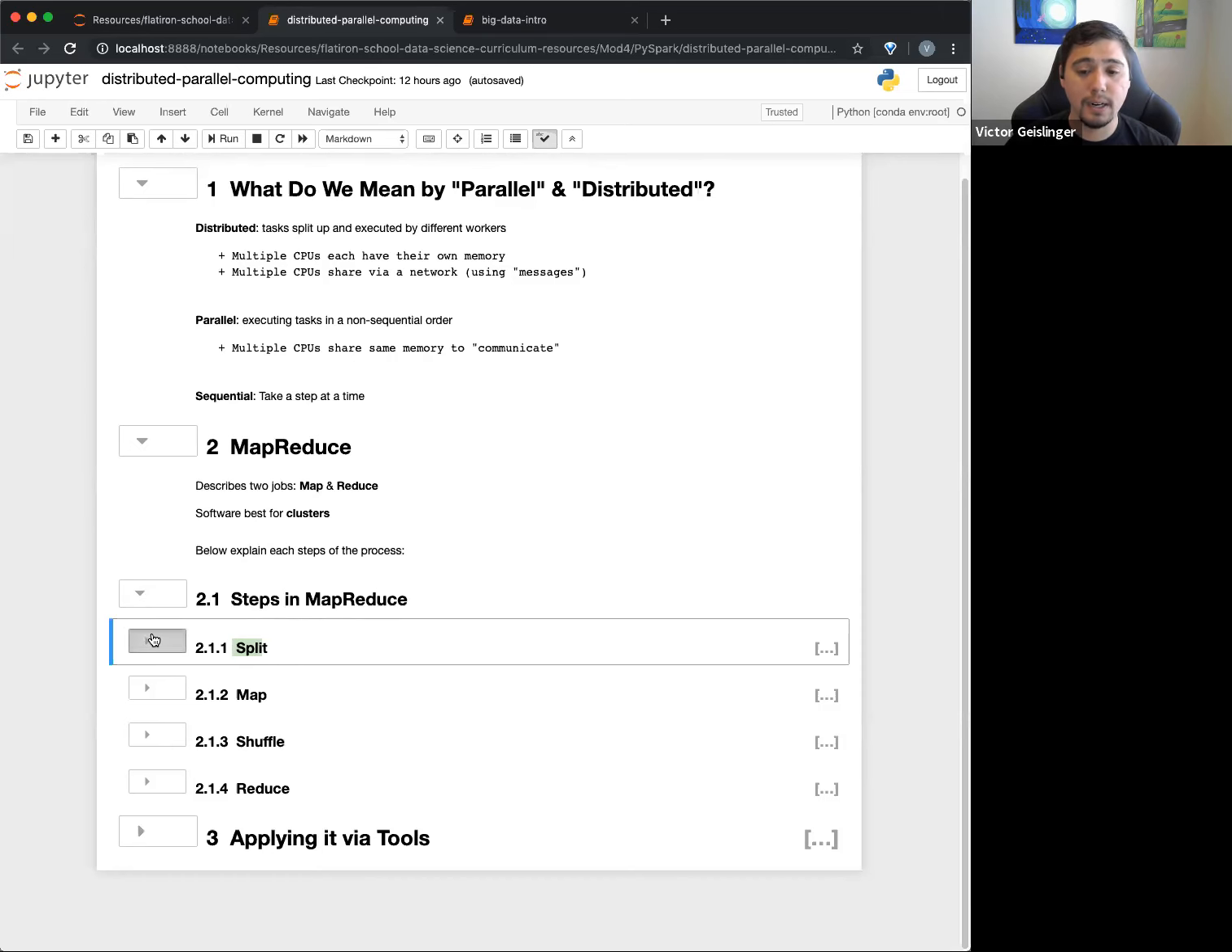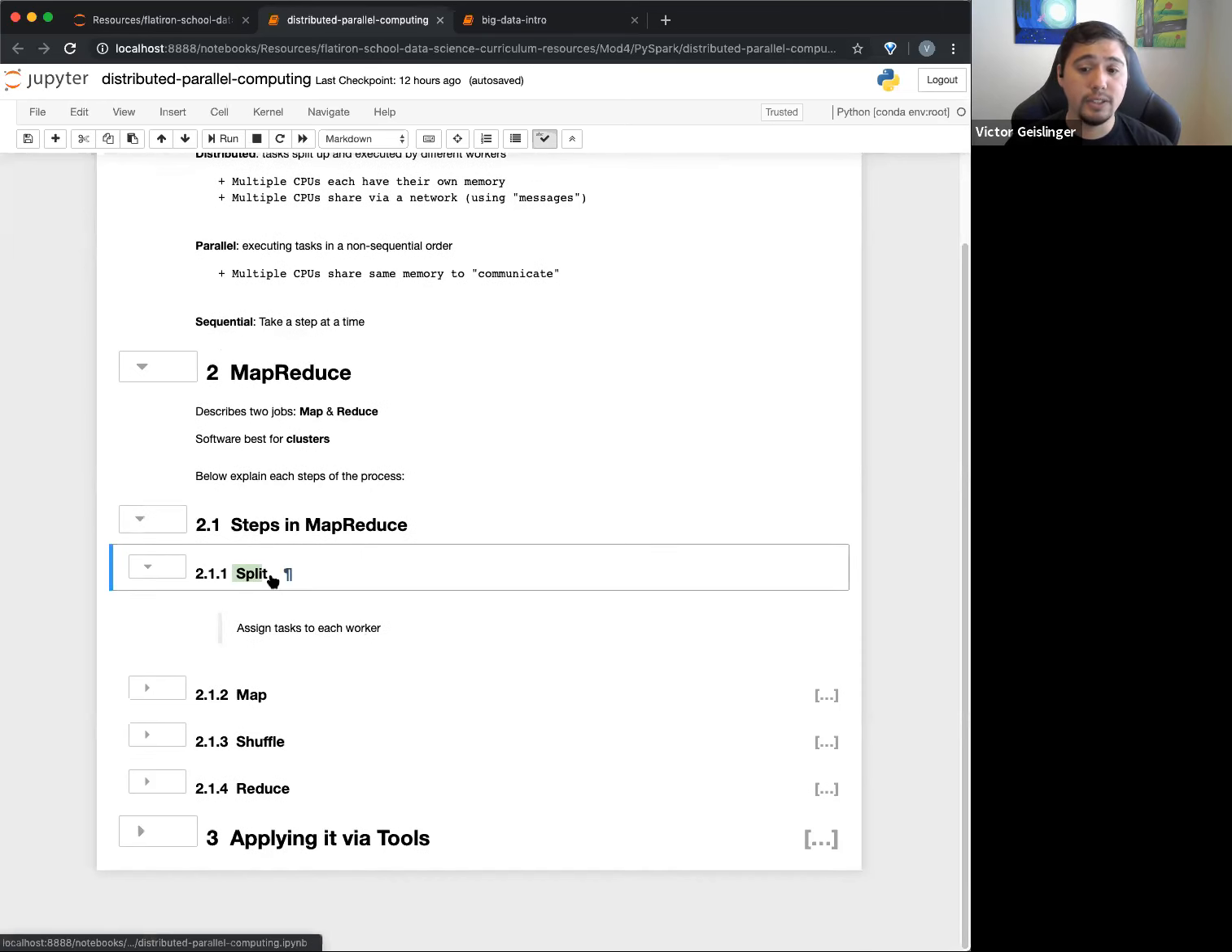Explaining each part, for split, you assign each task to each worker. You have this huge amount of data and a bunch of workers, and you say, all right, this is your data, the first 5,000 data points. Here you go, this is your part of the data. Take the next part of the data to another worker, and so on. That's the initial step. Some people don't even talk about this because it's kind of obvious, but you split it up and distribute each task to each worker.